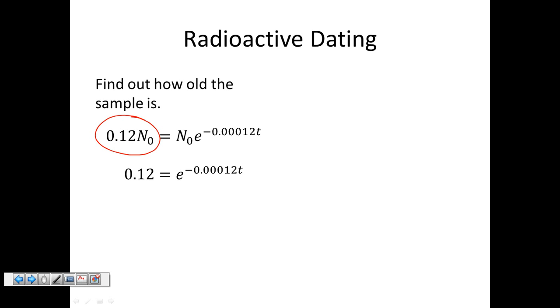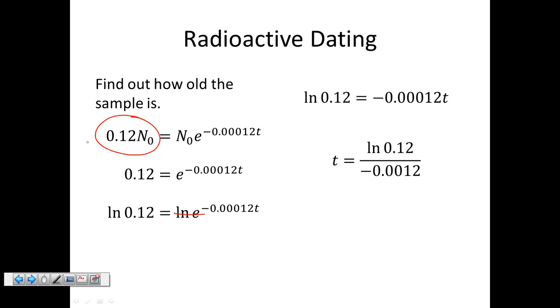Now I've got to get rid of that e. How do we get rid of that e? That's right, we use a natural log. So we take the natural log of both sides. That's going to totally cause this e and this natural log to cancel each other out. When that happens, we have the natural log of 0.12 equals negative 0.00012t. Again, that's that K value that I calculated. And then I divide it over.